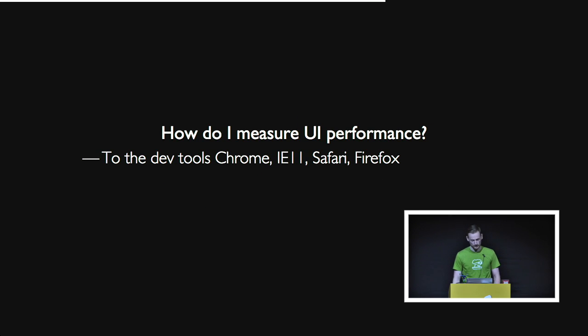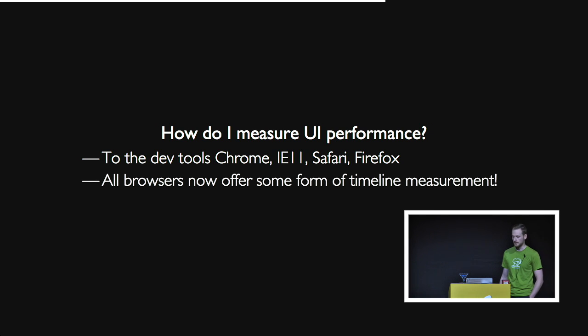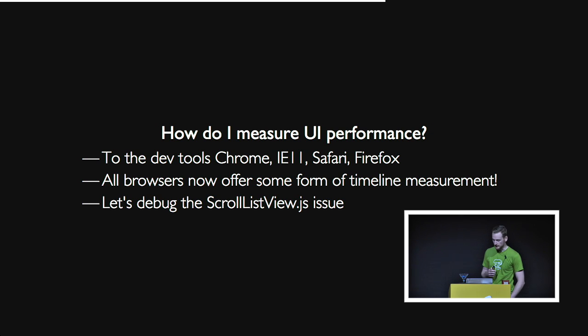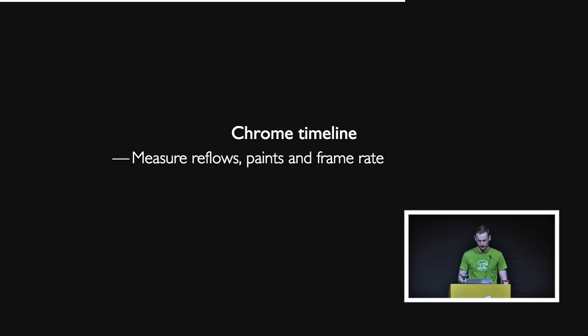So how do we measure UI performance? For a long time, it was only really Chrome that offered the ability to do that. But now IE11, Safari, and Firefox all have really great support for extracting performance information, seeing what's painting, what's reflowing, and giving you a frame rate. They all offer a timeline. I just checked out IE11's tools, and they're really, really good. They're up there with Chrome for getting performance information out of your website, and they give it a really nice interface. So let's go back to that issue of the scroll list view whiting out, and we can discover what's going on.